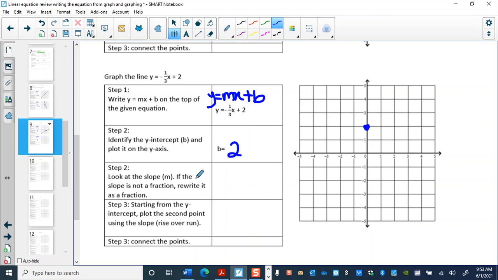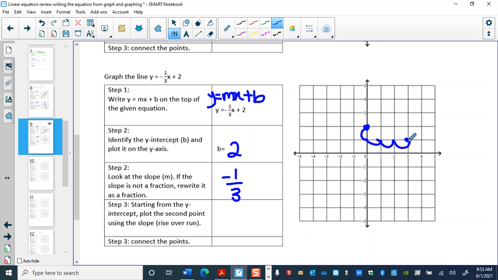And then look at the slope. If the slope is not a fraction, rewrite it as a fraction. It is already a fraction, so it's negative 1/3. You don't have to rewrite it as a fraction. So starting from the y-intercept, plot the second point using the slope, rise over run. So your rise is negative 1. So you're going to go down 1 and go to the right 1, 2, 3.